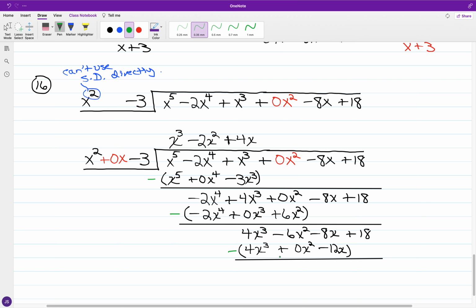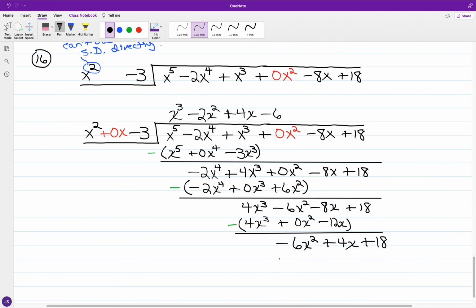And subtract, so 4x cubed goes out. And now we have negative 6x squared, and negative 8x plus 12x, so that is going to be 4x. Now we can bring down the 18. And then we have x squared into negative 6x squared, so this will go negative 6 times. Looking at distributing, we have negative 6x squared, and now we're going to have 0x. Negative 6 times negative 3 is going to be a positive 18.